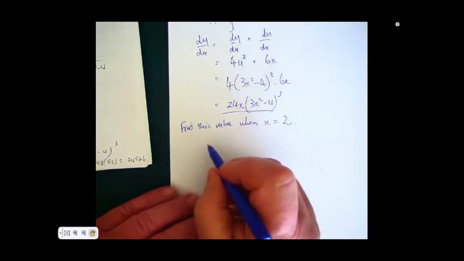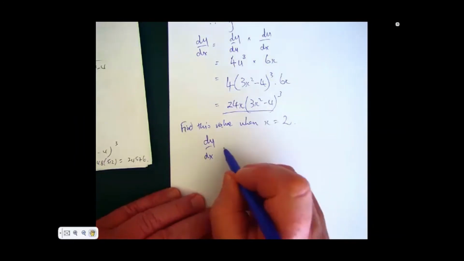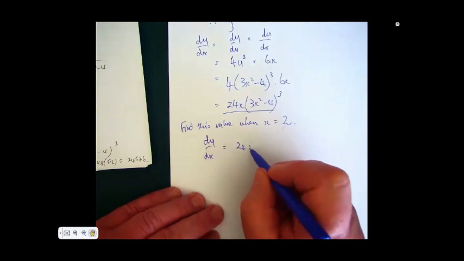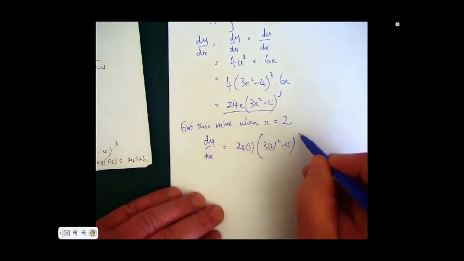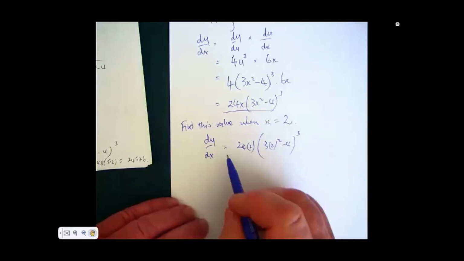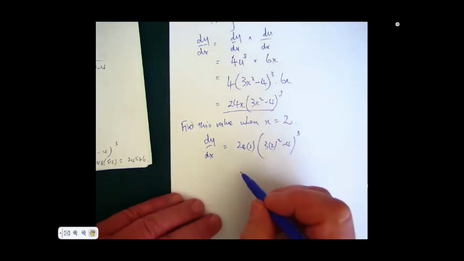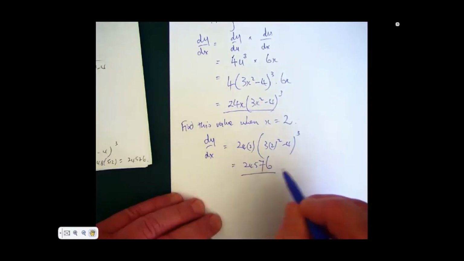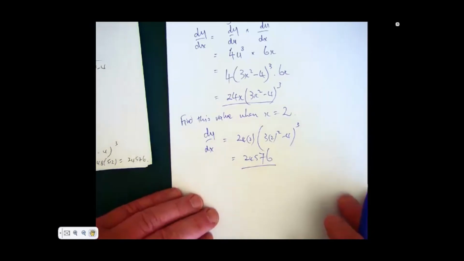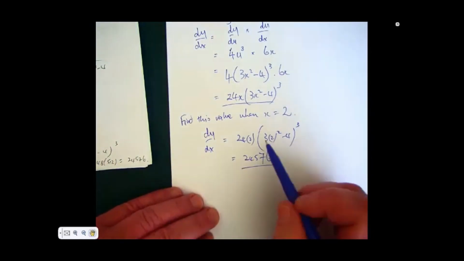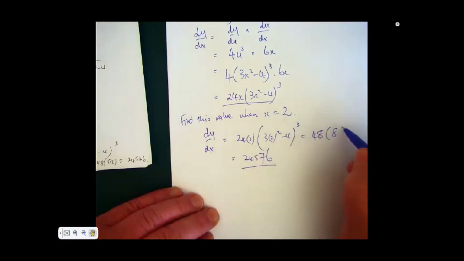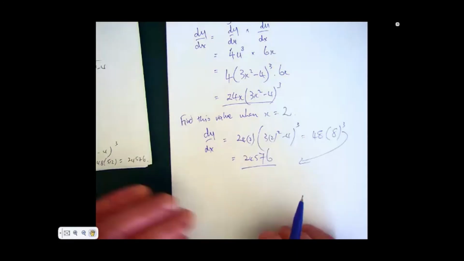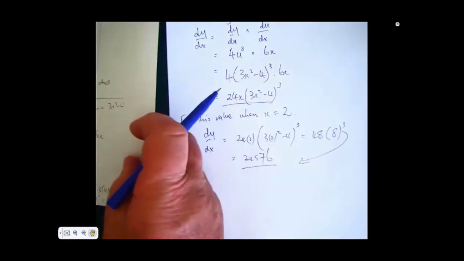So what you now do is you say, right, we'll put 2 in place. This equals 24, multiplied by 2, 3, multiplied by 2 squared minus 4, all cubed. If you carefully work that out and put that into your calculator, that will give you, in fact, 24576. I'll leave you to work that out as a calculator exercise. It's going to be 48. Okay, this is 8 cubed. So if you wanted that, this is 48 multiplied by 8 cubed. And finally, your calculator will, in fact, confirm the answer.